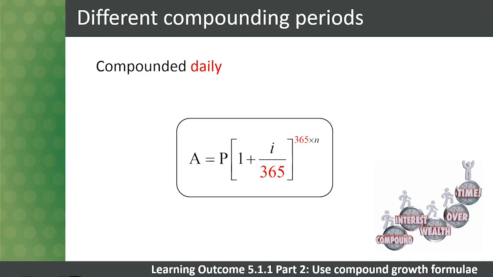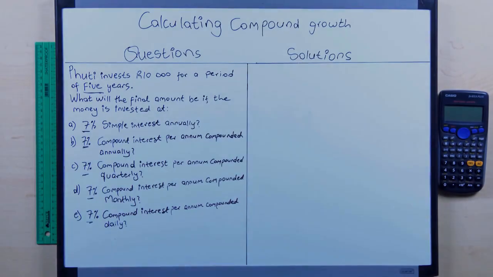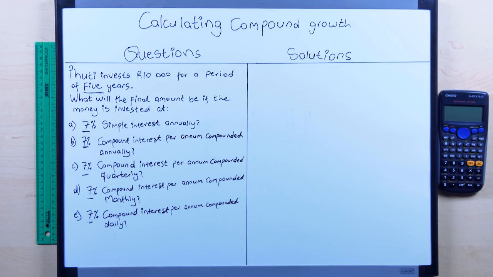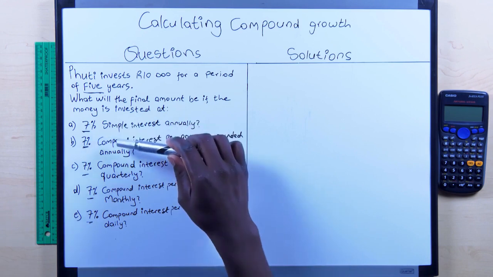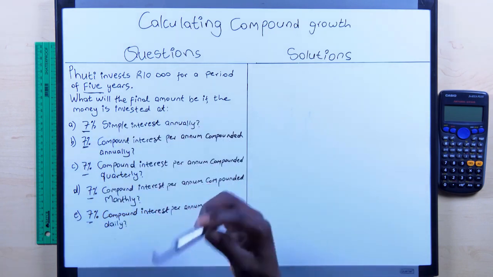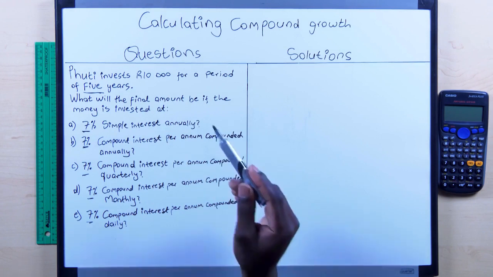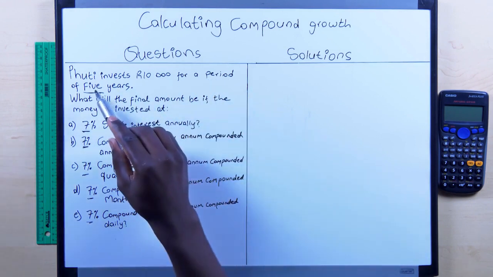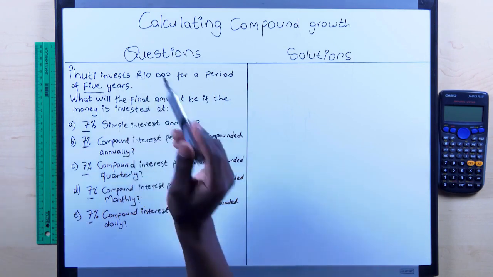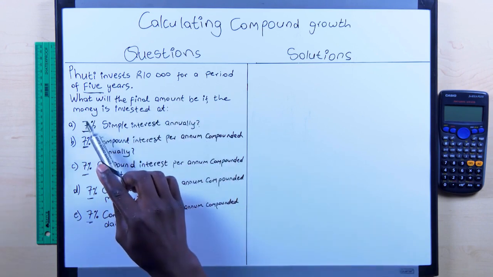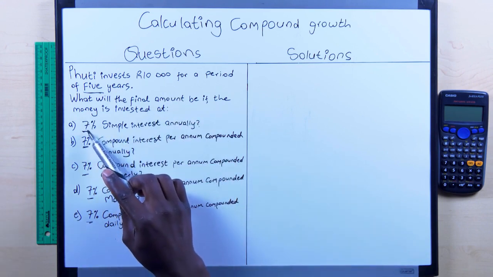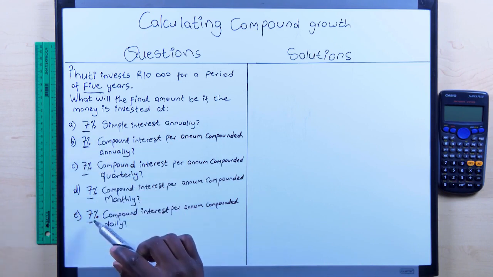Let's look at an example where a lecturer works with different compounding periods. Putti invests 10,000 Rand for a period of 5 years. What will the final amount be if the amount is invested at these different terms of investment? What we must understand with this question is that the period, which is n, is always equal to 5, and the rate at which the interest is charged is also staying the same at 7%.